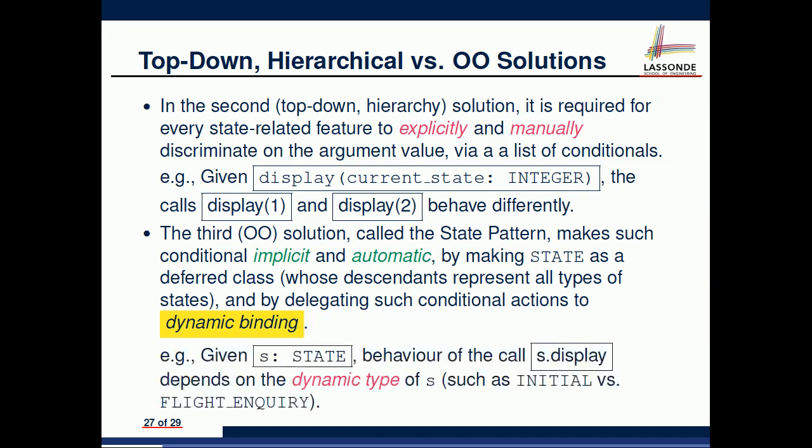So here I declare S of type state rather than integer, right? And then when I say S.display, depending on what the dynamic type is for S, it is going to execute the correct version of display. Okay? Any question for this?